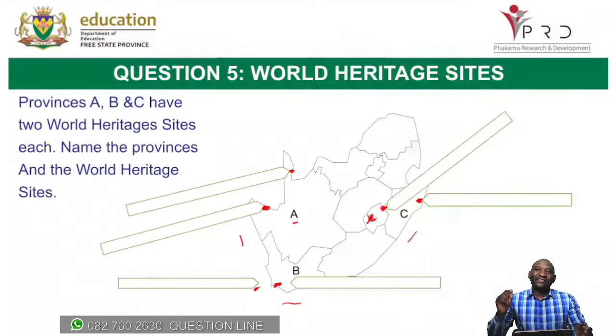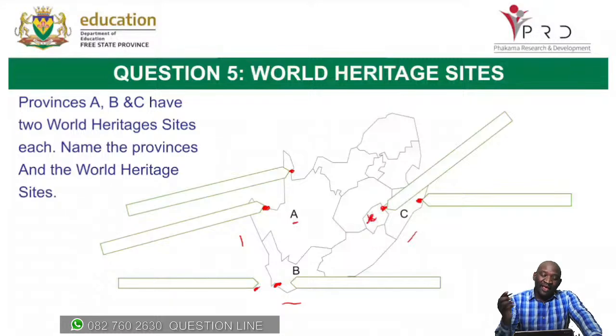Welcome back, boys and girls. I'm extremely proud of you. I know that most of you got this correct. Actually, let's start and let's look at Province C. Let's identify Province C. Again, what is the name of this province? Yes, the name of the province is KwaZulu-Natal.